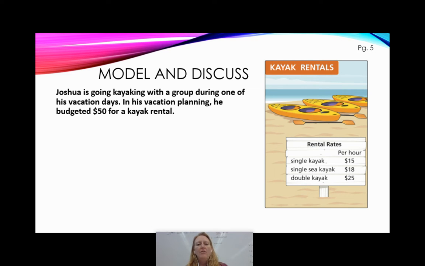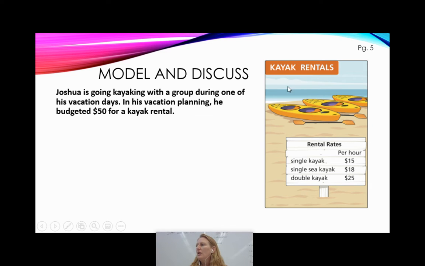So to kick it off, if you have the textbook available, that's awesome. We're on page 5 to get things started. If you don't, of course, I have everything on my screen as well. So just to kick things off, I want you to start thinking a little bit, little model, little discussion. Joshua is going kayaking with a group during one of his vacation days. In his vacation planning, he budgeted $50 for a kayak rental.